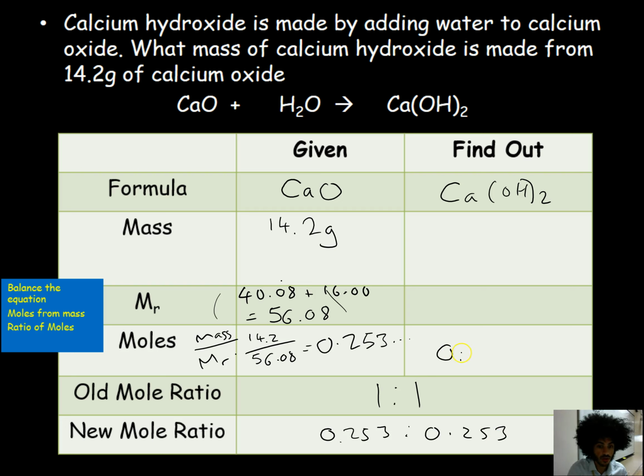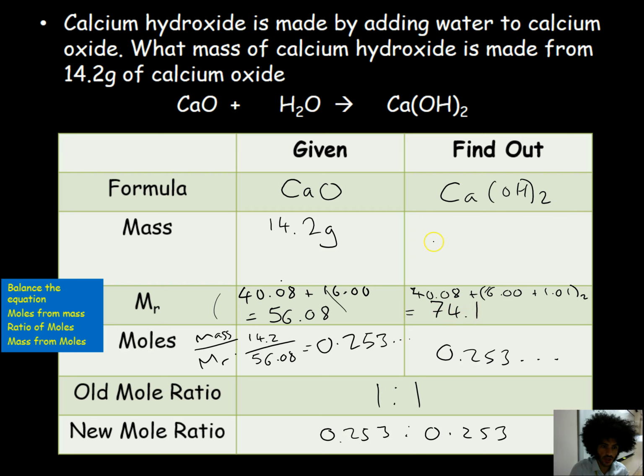Okay. I now need to work out the MR, because I'm now going to move to my final step, which is mass from moles. So the MR for this is going to be calcium plus 2 lots of this. So it's going to be 40.08 add 16.00 plus 1.01, but there's going to be 2 of those. So that's going to equal, let's put that in now, 40.08 plus 16 plus 16 plus 2.02, and that gives me 74.1.